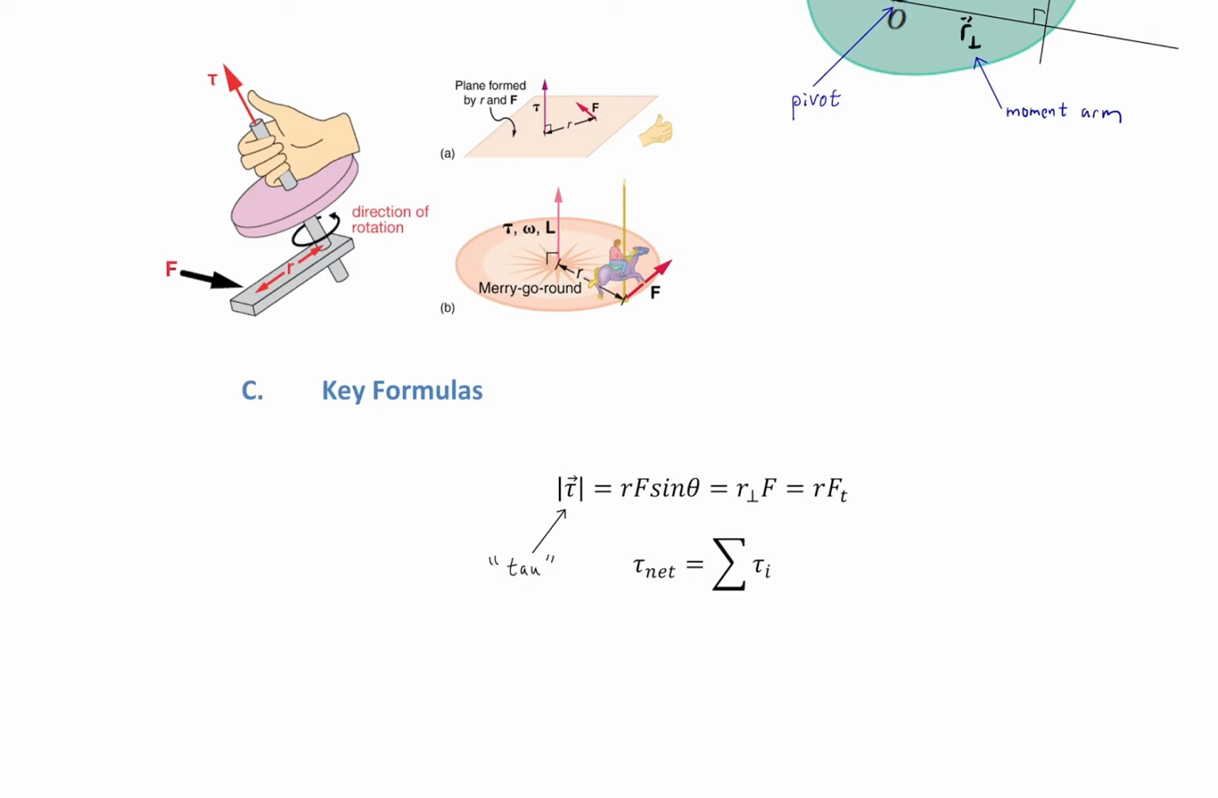And you say it like tau. Okay, so torque is always represented by the letter tau. All right, so how do we calculate it? Well, it's the displacement vector times the force times sine of the angle between the two.